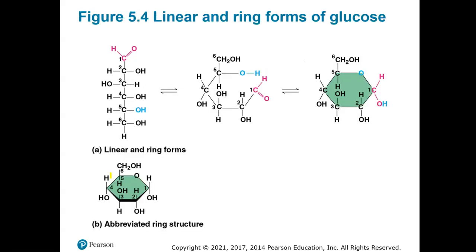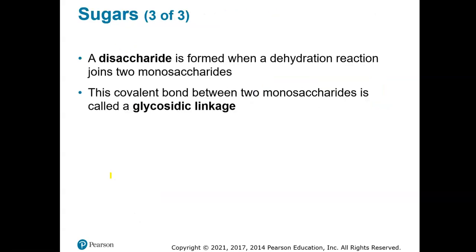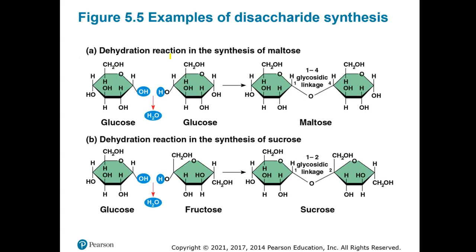This is just the structural formulas for glucose. And then again, disaccharides are 2 monosaccharides joined together. Sucrose is the most common one of those. So sucrose is composed of the monosaccharides, glucose and fructose.